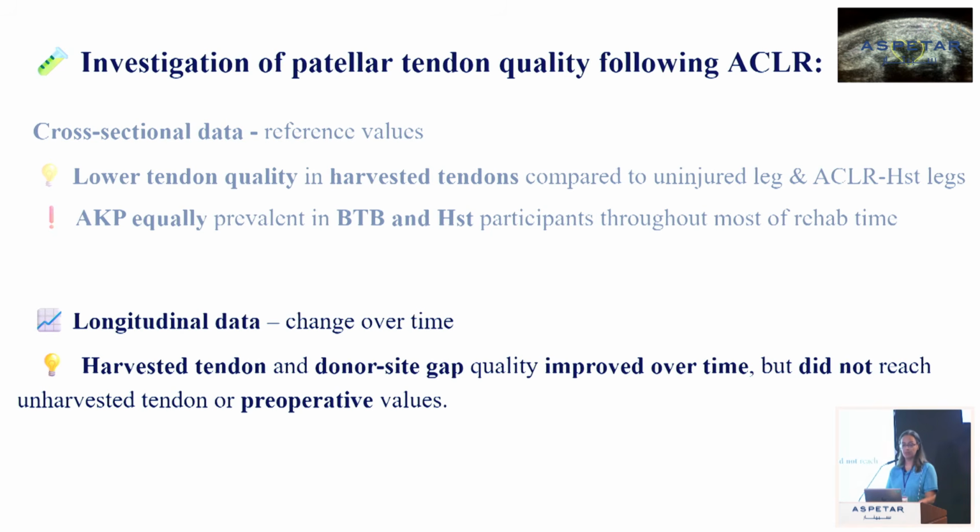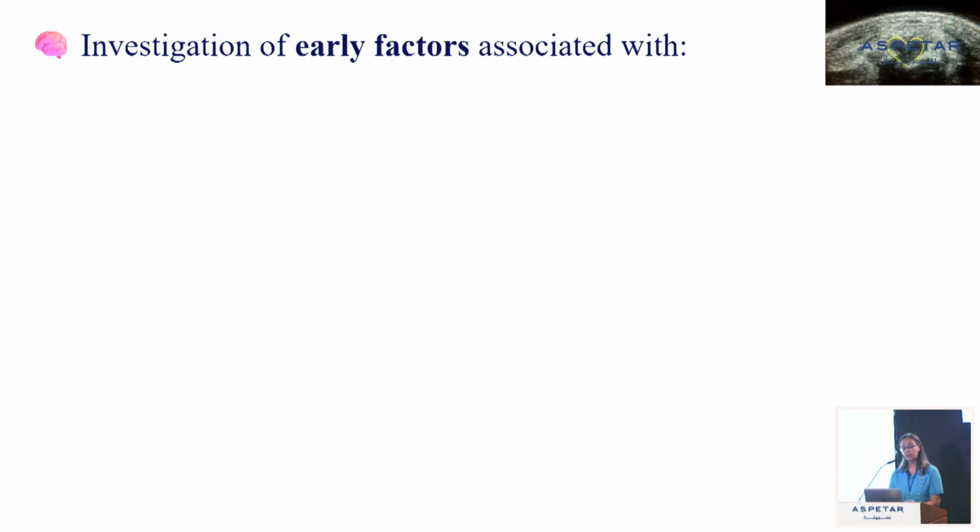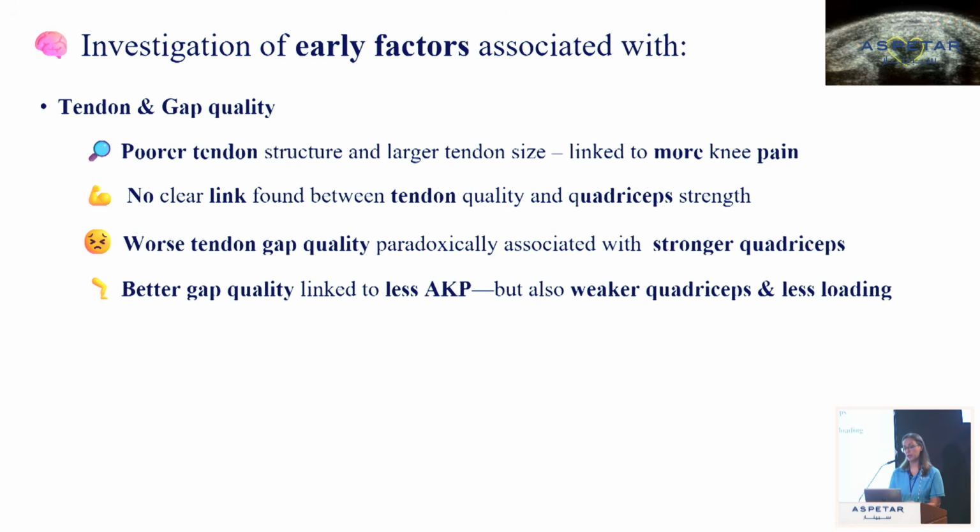Regarding change over time, we saw that harvest tendon and donor site gap quality does improve over time without reaching the unharvested tendon or pre-op values. About the early factors interfering with the gap, poorer tendon structure and larger tendon size were linked to more knee pain. There was no clear link between tendon quality and quads strength, which was surprising for me. Worse tendon gap quality was paradoxically associated with stronger quads.